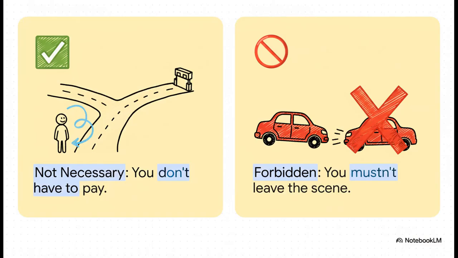Don't have to and mustn't mean completely different things. Don't have to means there's no obligation. You can if you want, but you don't need to. Mustn't, on the other hand, means something is forbidden. It is a rule you cannot break. Oh, and by the way, the phrase "don't must" just doesn't exist in English. So that's an easy one to just throw out completely.